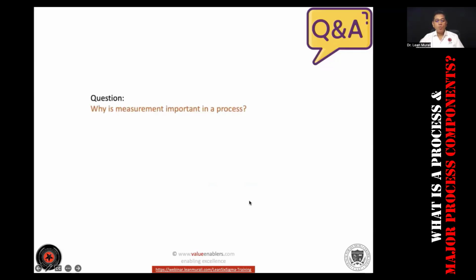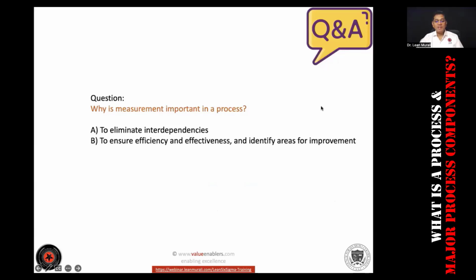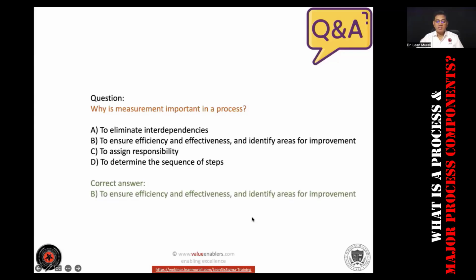This is the last question in this section. Why is measurement important in the process? To eliminate interdependencies, to ensure effectiveness and efficiency in identifying areas of improvement, to assign responsibilities, or to determine the sequence of steps. So what is the correct answer? Unanimously the answer is B. The correct answer is to ensure effectiveness and efficiency.